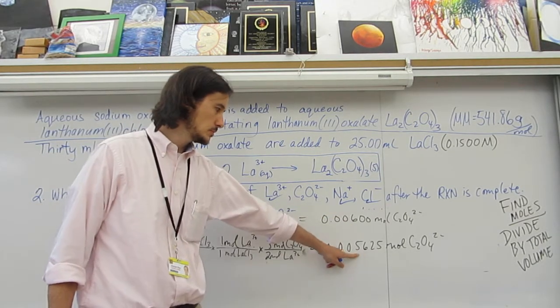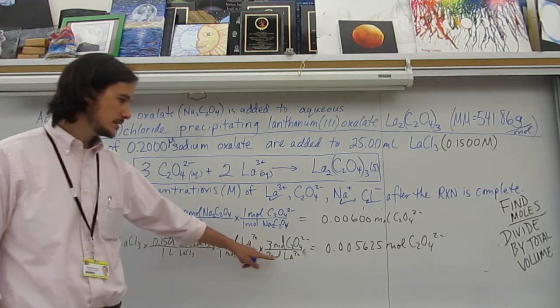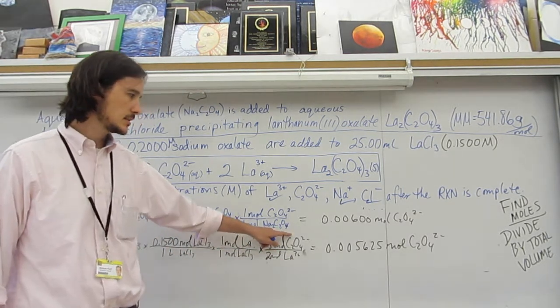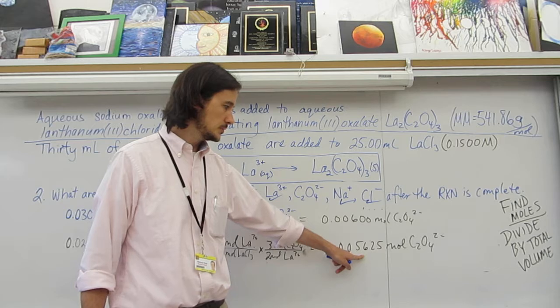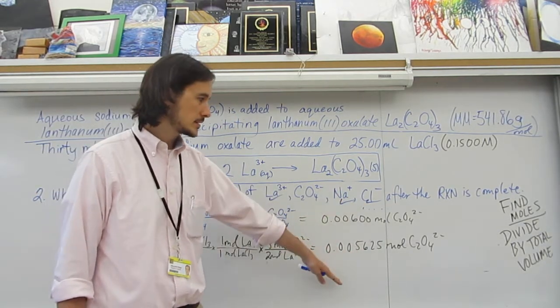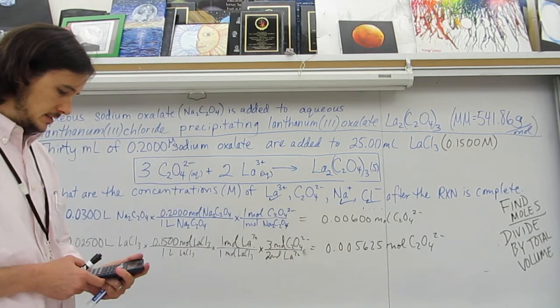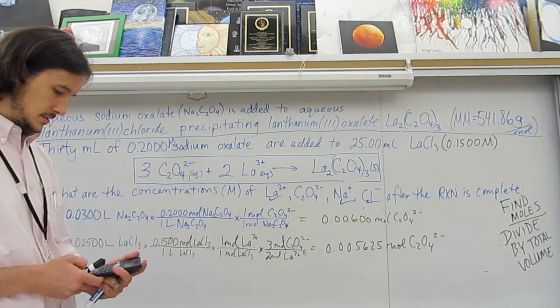We consume, keep in mind that's what this is. We're talking about the amount of lanthanum that reacted with oxalate. So this is the amount that's consumed. It's kind of set up nicely. I just need to subtract these. If I subtract these, I'll have the amount of oxalate that is left in the solution.